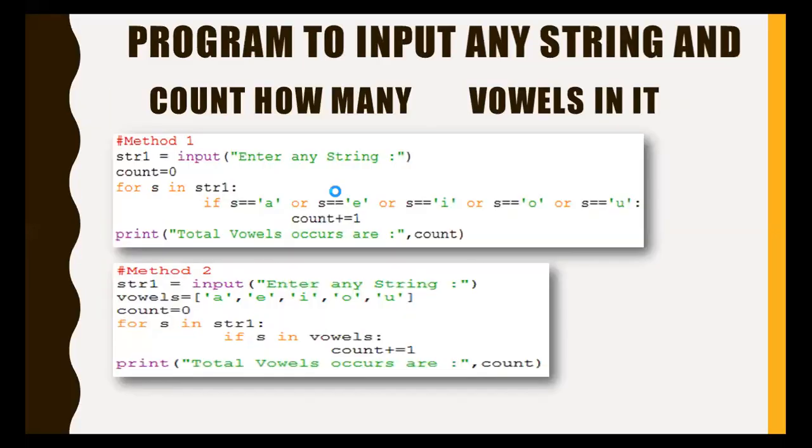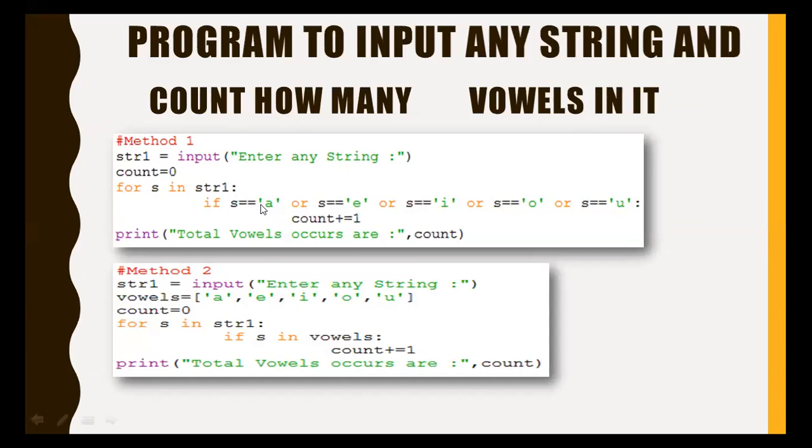So here, this is the program to input a string and count how many vowels are in it. So str1 equal input, enter any string. You have to get the value count equal 0. Count is a variable which I am assigning 0, for s in str1, it will work till the end of str1.